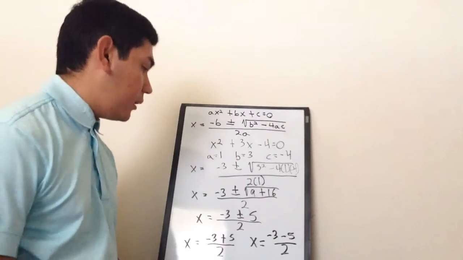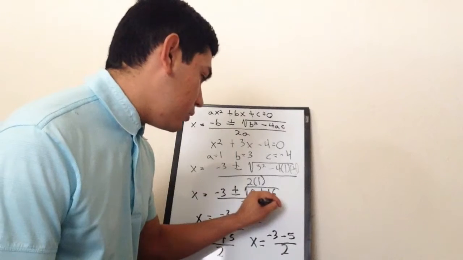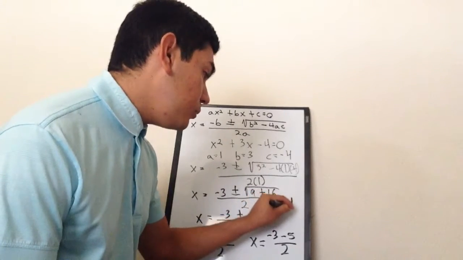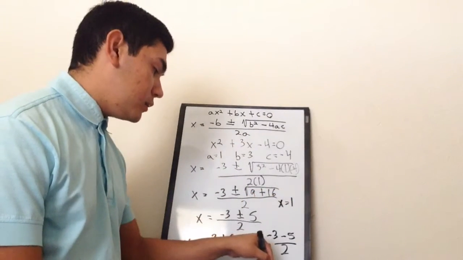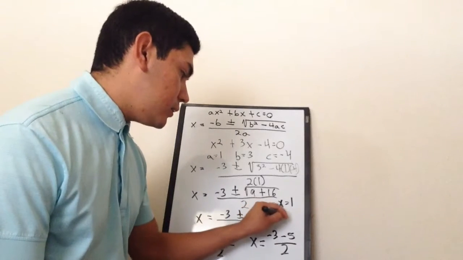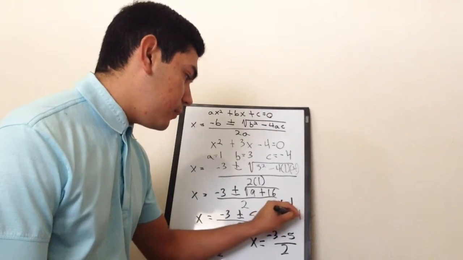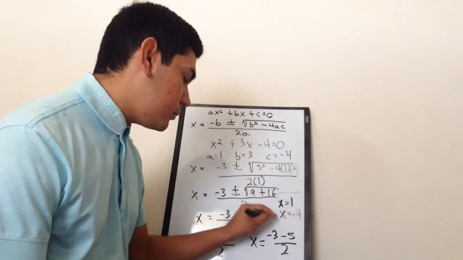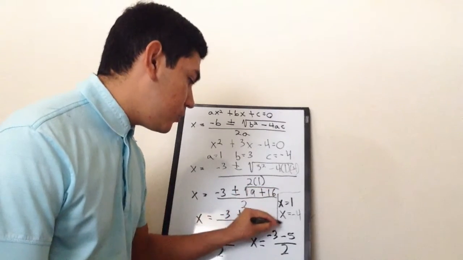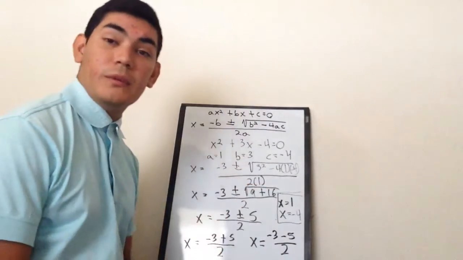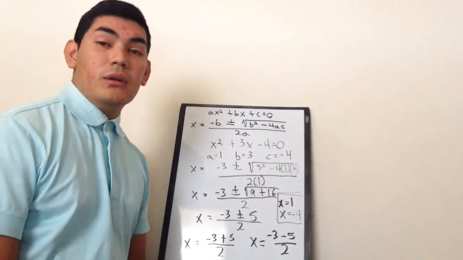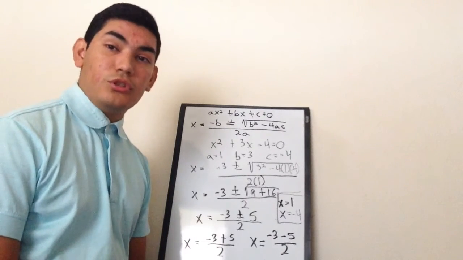So I'm going to write on this spot right here our solution. So we have x equals 1 from the first side. And on the second, we got x equals -4. So let me box that. So we know our solutions. So that's the way to solve quadratic equations using the quadratic formula.